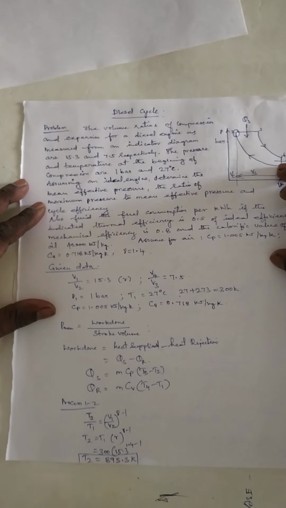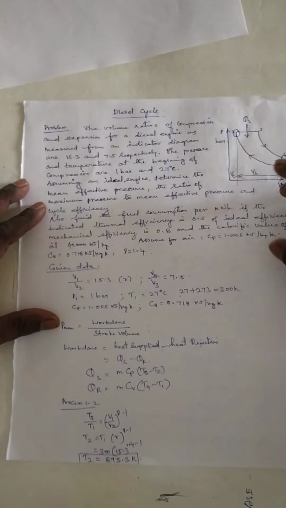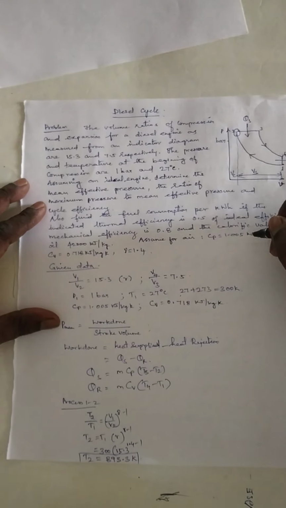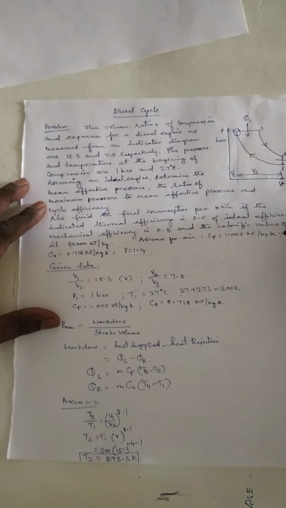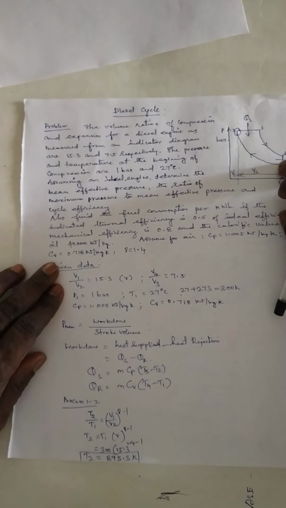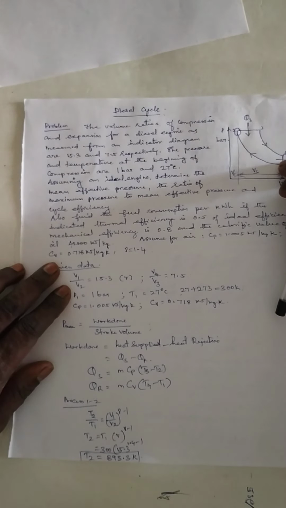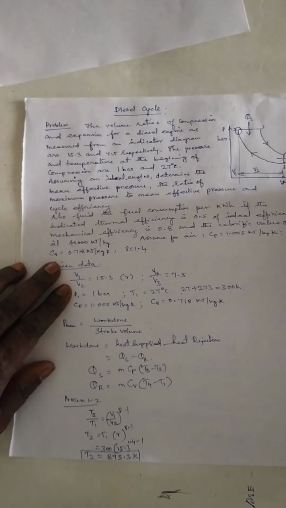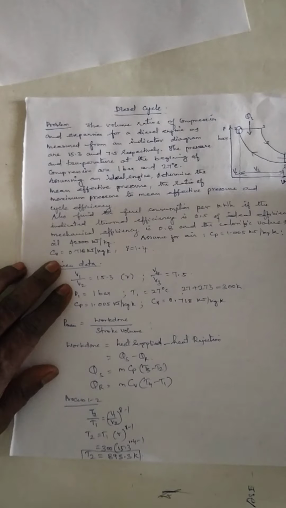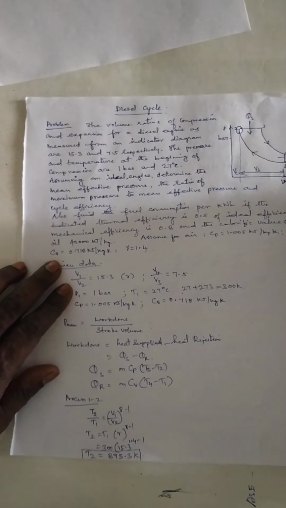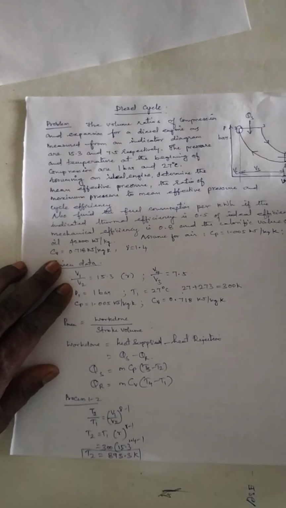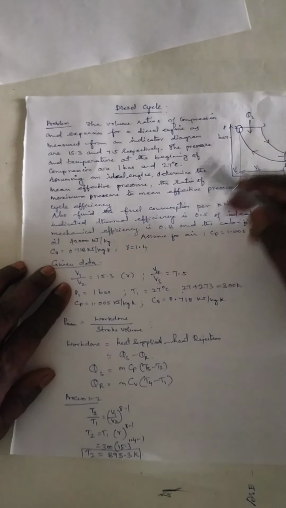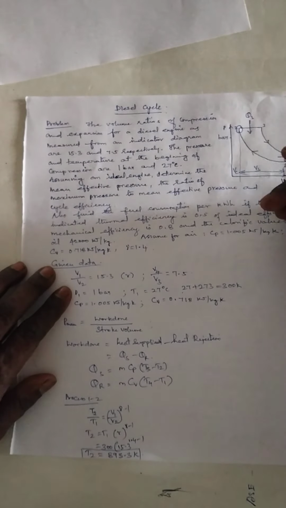Assume for air the specific heat at constant pressure is 1.005 kilojoules per kg Kelvin, and the specific heat at constant volume, that is for heat rejected at constant volume, is 0.718 kilojoules per kg Kelvin. Then the index value gamma is equal to 1.4.